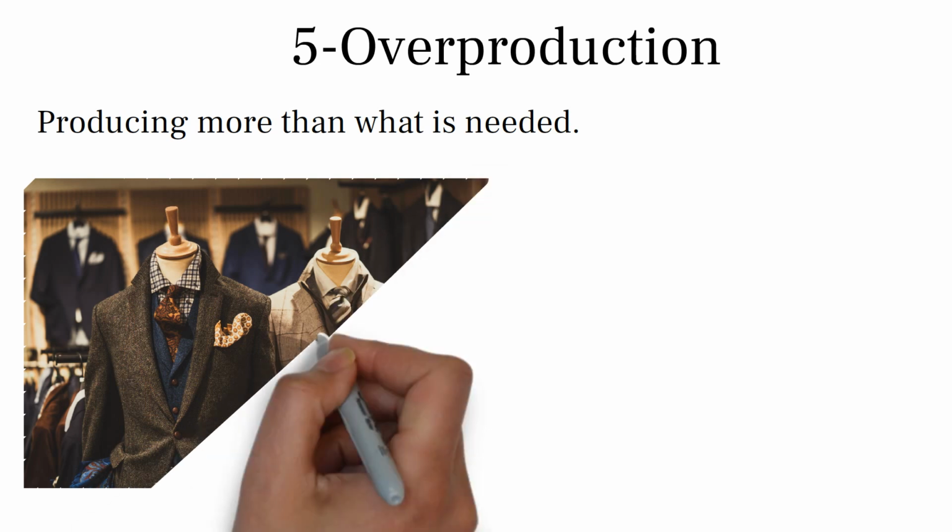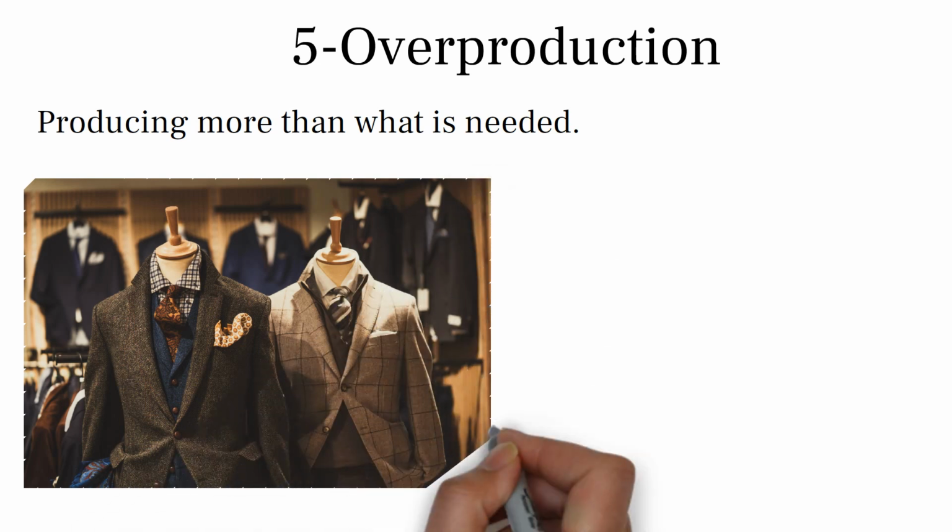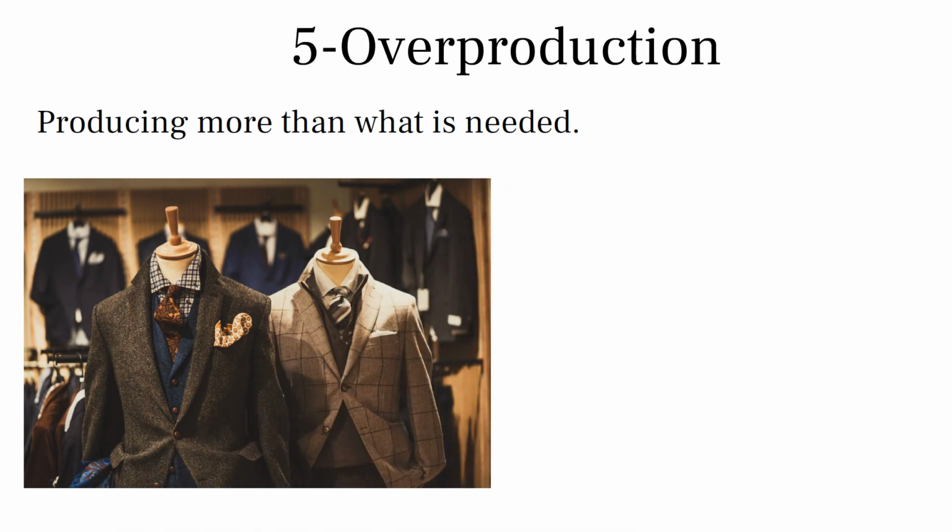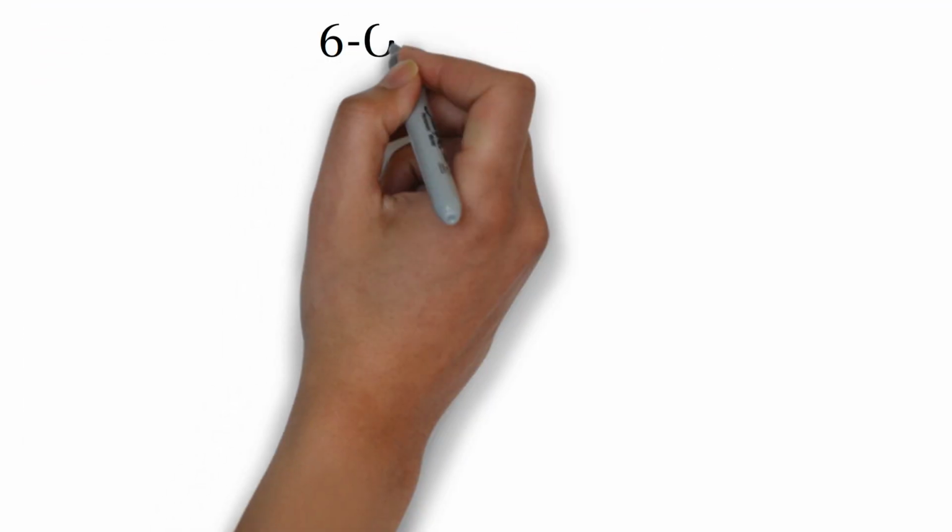Imagine a tailor making too many clothes that nobody asked for. This means they have piles of unsold garments taking up space in their shop and tying up their fabric and time. Instead, if they make only what customers want, they can save resources and avoid wasting materials.